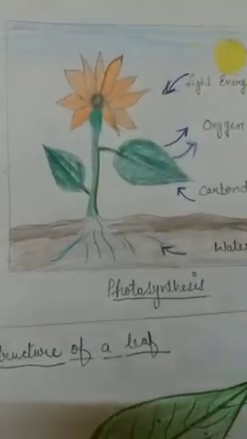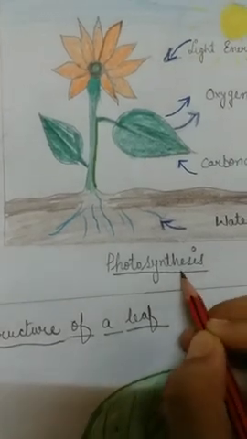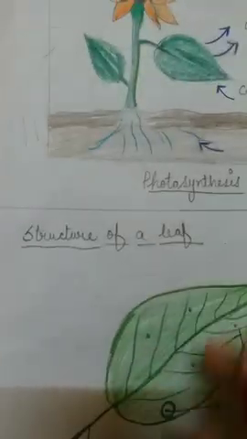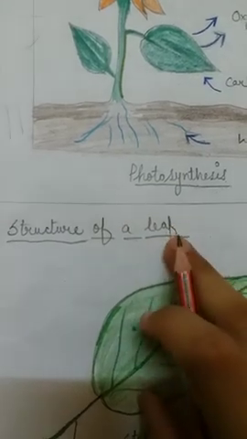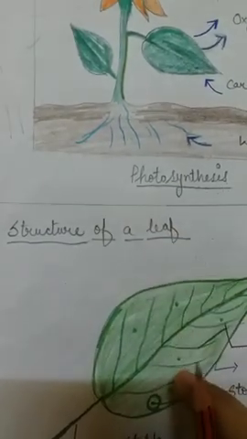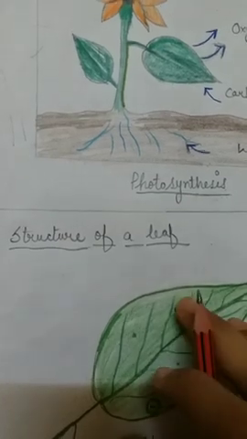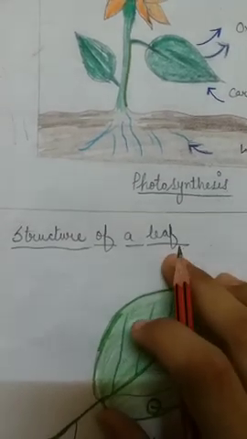While drawing the diagram you have to write the name of the diagram at the bottom or at the top of the page, so that the examiner or teacher can easily understand the name of the diagram.